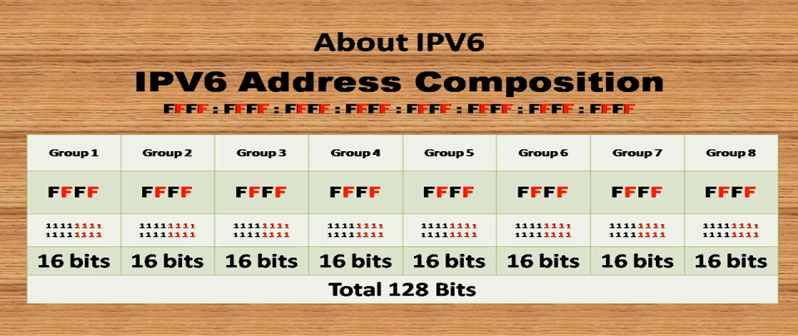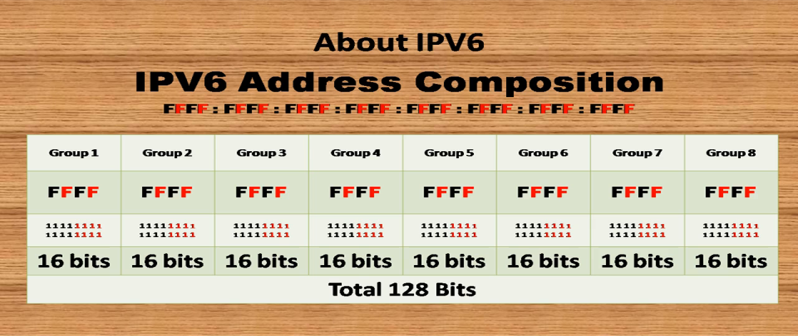In this example, we have taken F for hexadecimal numbers. F. These are extreme values of hexadecimal number system. To understand this, in group 1, we have taken these 4 hexadecimal digits F.